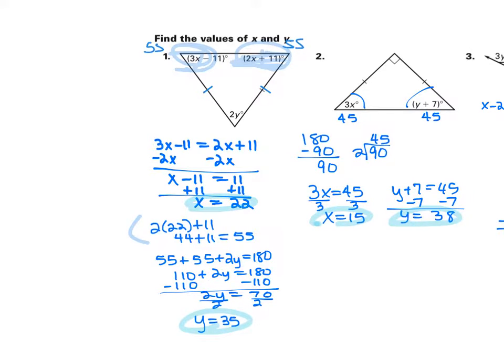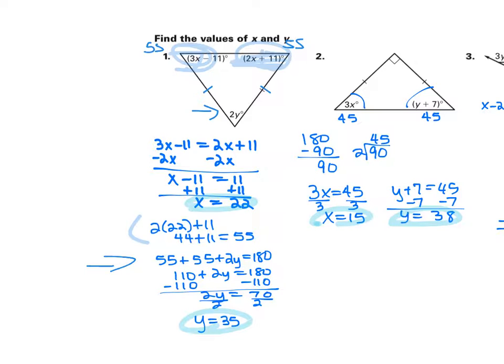I can add them and get 110. I could have minus that from 180 and found out that this missing angle here needed to be 70. Now I ended up actually setting up the entire equation, 55 plus 55 plus 2y equals 180. And then subtract the 55s, and then divide, and find out y equals 35. Everybody good on number 1?